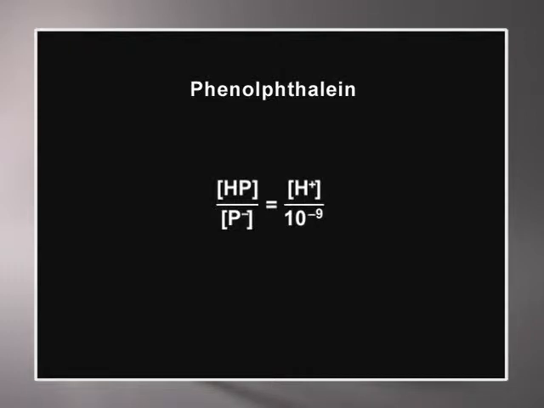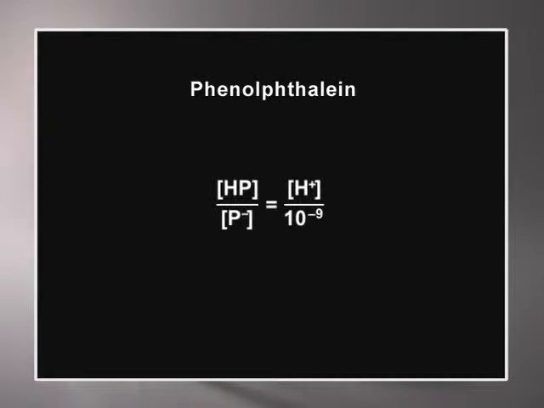don't be too concerned. If you study the rearranged expression, it says that the ratio of HP, the molecular form of the indicator, which is colorless, to P minus, the phenolphthalein ion, for want of a better term, the red form of phenolphthalein, is equal to the concentration of hydrogen ion in the solution divided by 10 to the minus ninth, which is the ionization constant Ka for phenolphthalein. Study that for a few moments if you aren't following this. Forget about the 10 to the minus ninth for a moment.